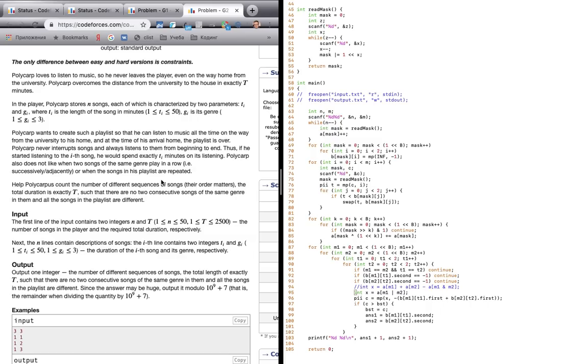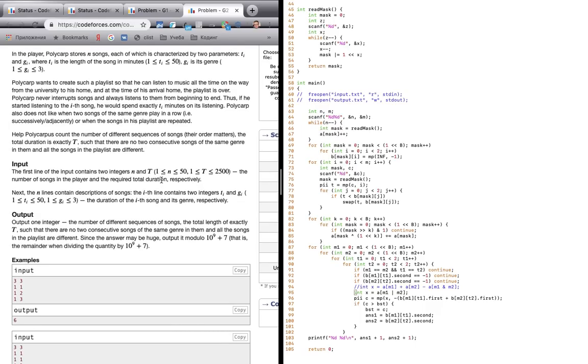How many states do we have? The prefix of songs, total duration, and the number of songs of each genre. Yes, it looks like it's n to the fourth multiplied by t, but it's divided by 27, and I think it's okay.